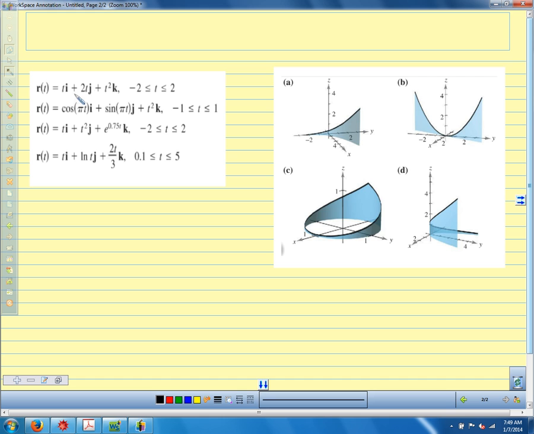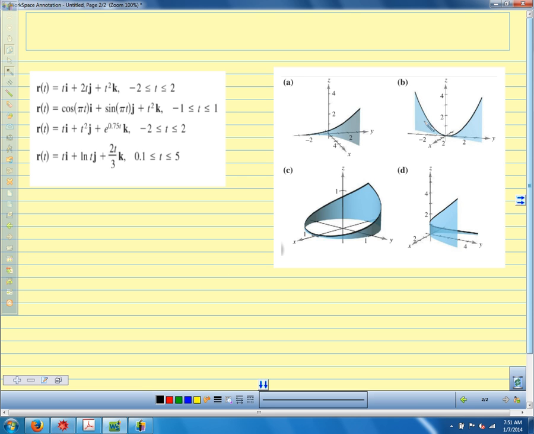So in the xy plane, we get a line. In the yz plane, we get a parabola. So which curve is that going to be? B. That's going to be B. So we get a parabola in the yz plane, a line in the xy plane, and what do we have in the xz plane as well? A skinny parabola.